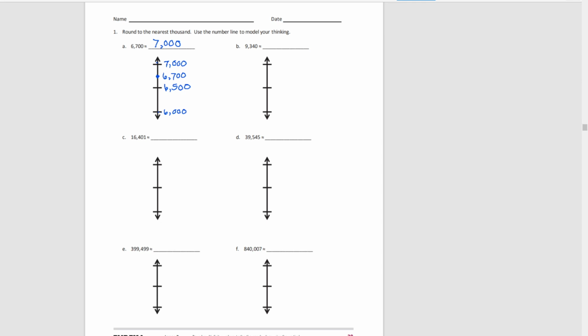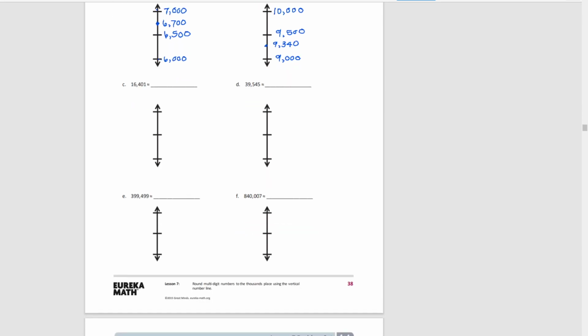Okay, for B, the number has 9 thousands. The next highest thousands would be 10,000. The midpoint would be 9,500. So 9,340 would come about here. So we can see it's less than the midpoint, so that means we would round to 9,000.